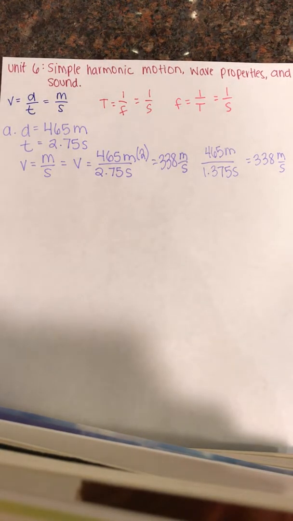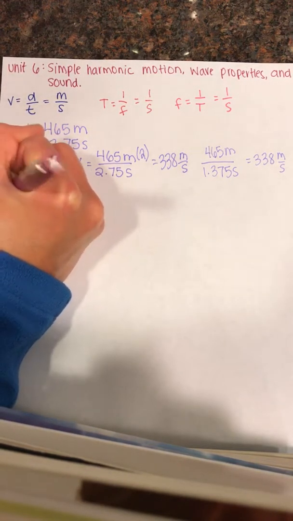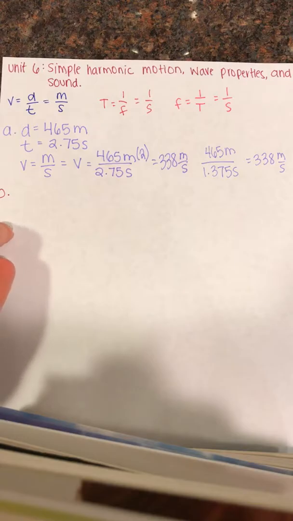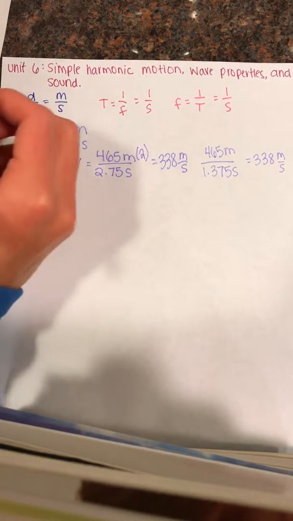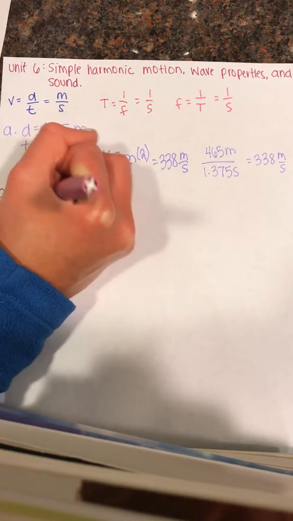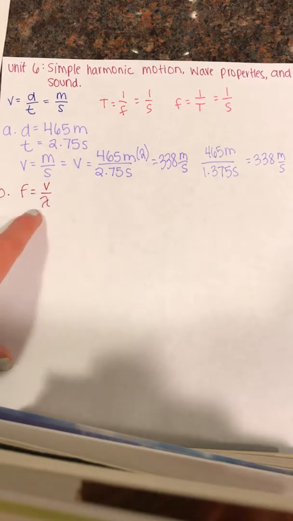So for question number B, letter B, we have the wavelength of the sound is 0.75 meters. What is its frequency? So for B, we know that they are asking for frequency, so we know that we'll be using 1 over T. And another way to use frequency, which would be better in this situation, is frequency equals V over wavelength, velocity over wavelength.